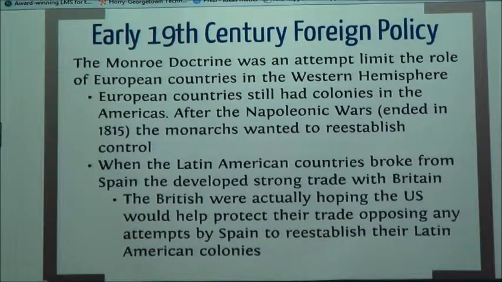The European countries still had colonies in the Americas, even after the American Revolution. In fact, after the Napoleonic Wars, which ended around 1815, we bought the Louisiana Territory from Napoleon. The monarchs wanted to reestablish control within the Western Hemisphere. When Latin American countries broke away from Spain, they developed strong trade relationships with Britain. So when the Spanish and the French want to come back in and start controlling those countries again, Britain wants to make sure that that doesn't happen.